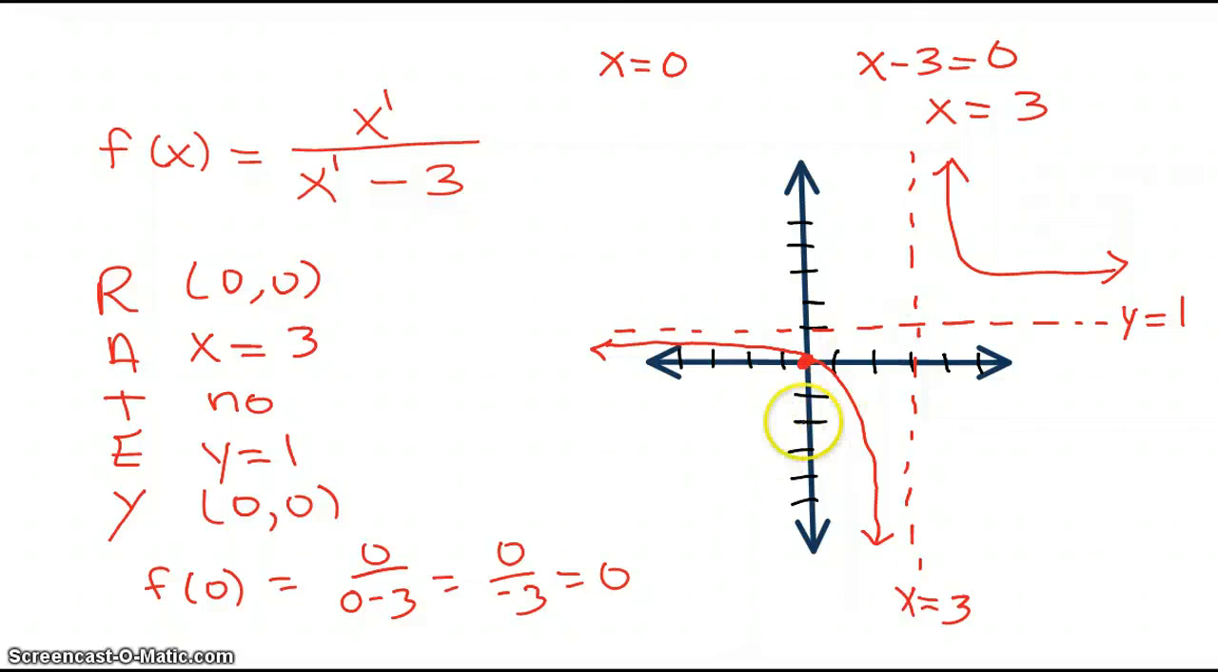So tomorrow we're going to look a little bit more at rational functions, and we're going to figure out what those holes are and why we need to know those holes. And then we're going to start actually using our RATEY to graph it.